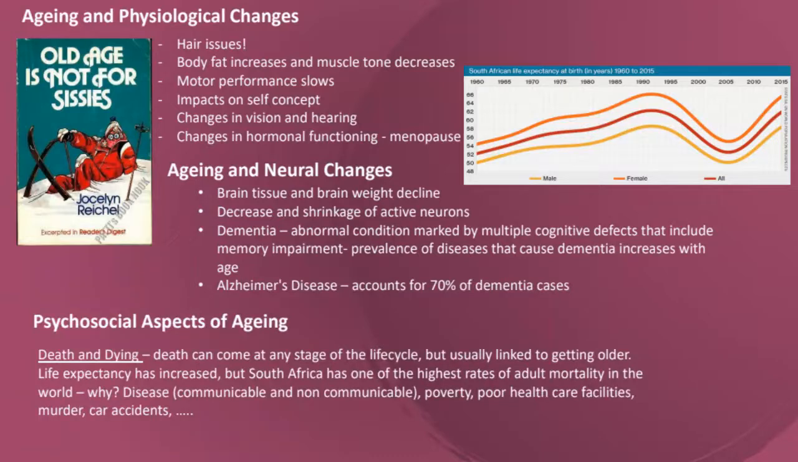which we see quite prevalently in our society. And again, dealing with the psychosocial aspects, it's about dealing with death and dying. And it's usually linked to getting older. So life expectancy has generally increased, but at the same time, South Africa's got one of the highest adult mortality rates in the world because of the environments in which we live. Disease is a big issue, transmittable and non-transmittable diseases, poverty, poor health care facilities, murder, car accidents. So a lot of the time, the psychosocial aspects of aging are linked to the impending death part of our life cycle, but especially in South Africa where that mortality rate is a lot higher.